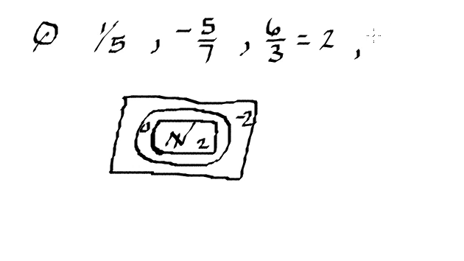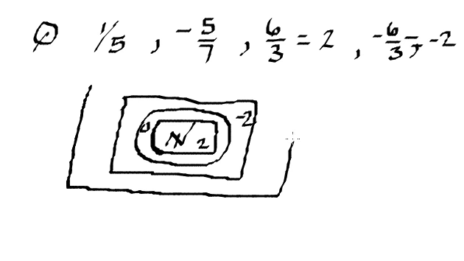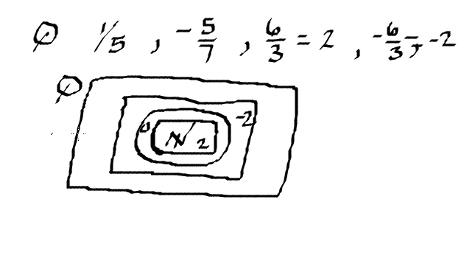Now let me do this. What if I had a negative 6 over 3? Well, I shouldn't have put a comma there. So this actually equals negative 2. As you can see, negative 6 over 3, which is a rational number, reduces down to negative 2, and negative 2 is an integer. So it turns out that all the integers can be expressed as a rational number. So the integers are contained in the set of rational numbers. So this is the set here of rational numbers.